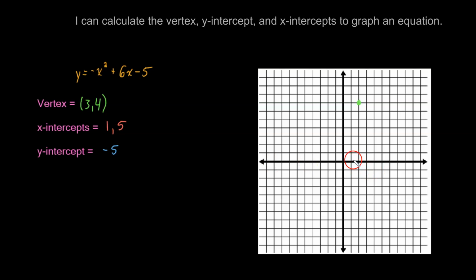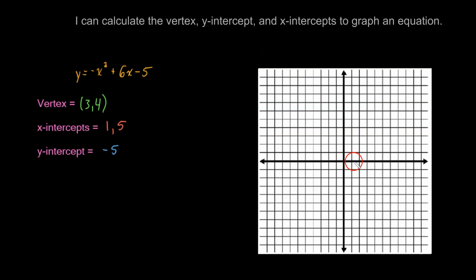Starting with my vertex, so I'm at 3, 4. So I go over 3, 1, 2, 3, and up 1, 2, 3, 4. So that'd be right there. And my x-intercepts now are at 1, 5. So along the x-axis, I go 1 is right here. And 2, 3, 4, 5 is right here. And my y-intercept is at negative 5. So I start at 0 and go down 1, 2, 3, 4, and 5 right here.